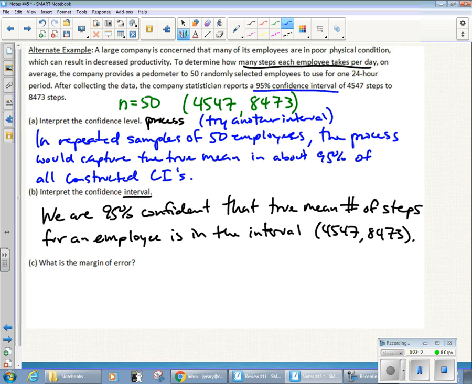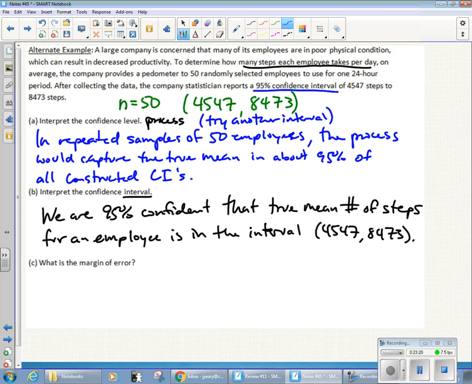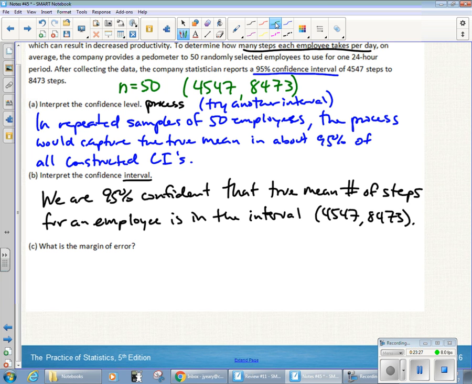Now, you're thinking to yourself, how on earth is he going to do this when the last example gave him the margin of error? This one gave him just 2 endpoints. Well, here's what I'll tell you: go back to drawing curves. So I know that the low number of steps was 4,547. I know that the high number of steps was 8,473.